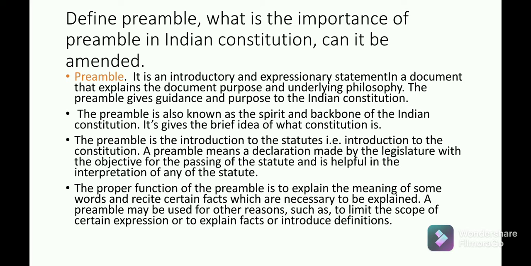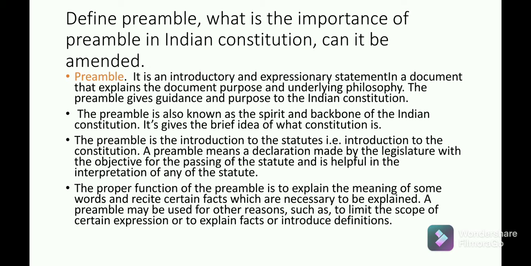Can it be amended? In this question itself, you can see it is defining three main problems, and it is asking us to answer three sub questions. First, we are going to define preamble, what it is. Second, what is the importance of preamble in the Indian Constitution, and third, can it be amended? So I have also bifurcated it into three parts. Okay, so first is the preamble.